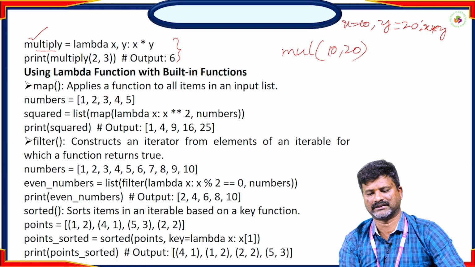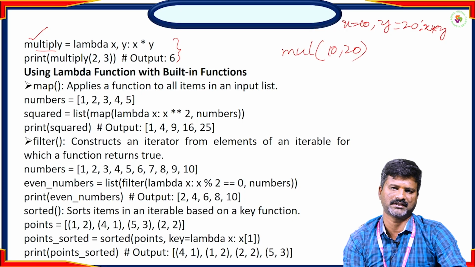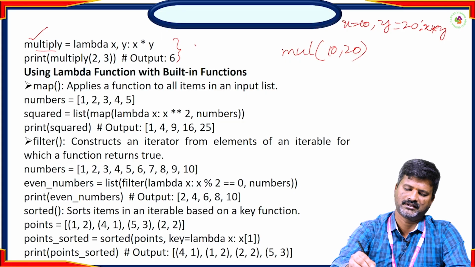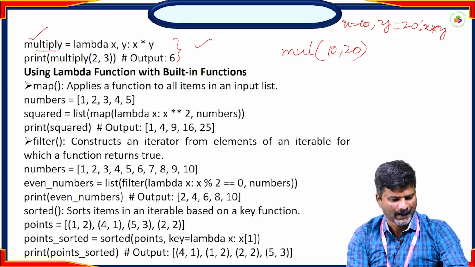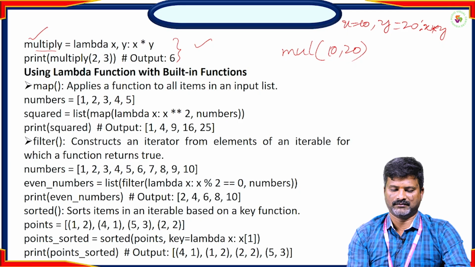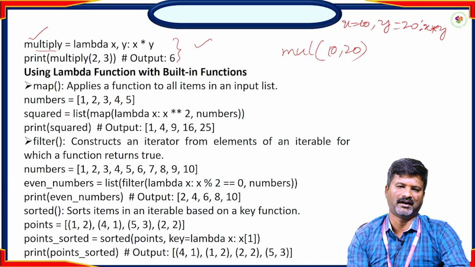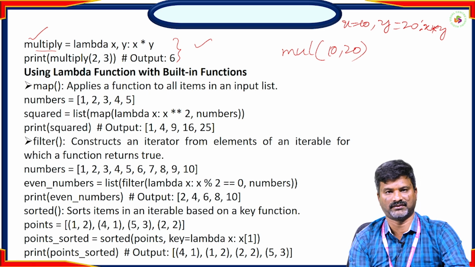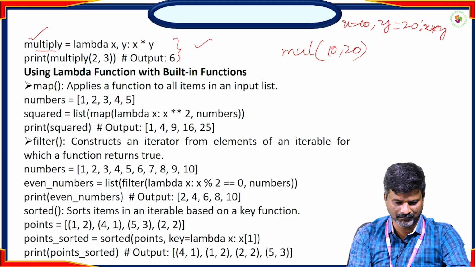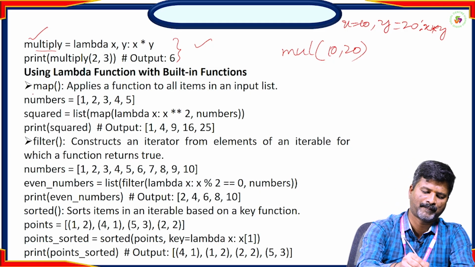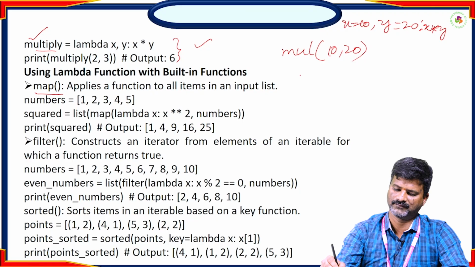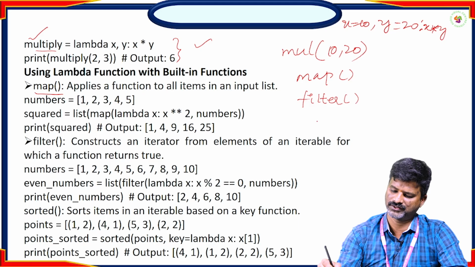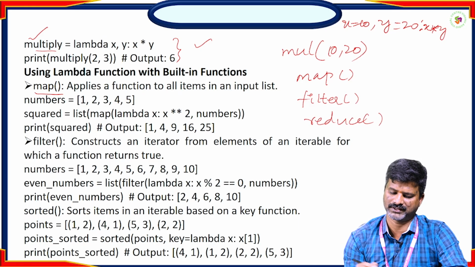Whenever you want to use simple logic, where you want to represent the code in a single line, precisely representing your logic, in that case these lambda functions are useful. Readability-wise, they are also more readable compared to normal ordinary functions. And you can use lambda functions with some built-in functions also, such as map, filter, and reduce. These are very, very important functions. Map, filter, reduce: there are three different types of functions.